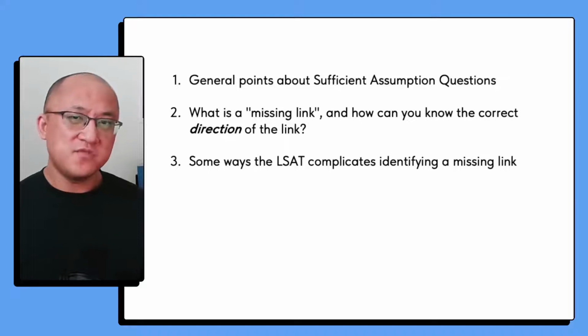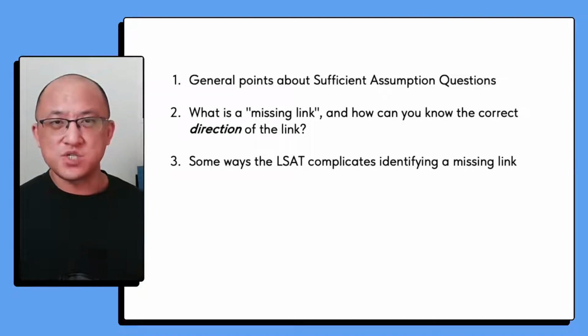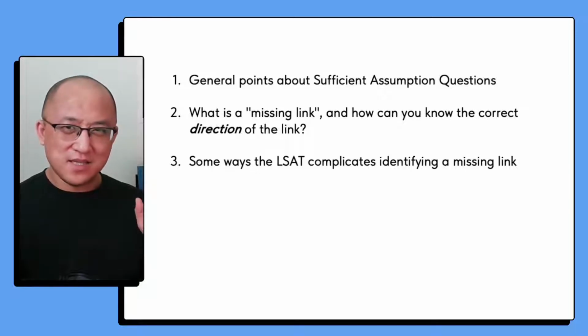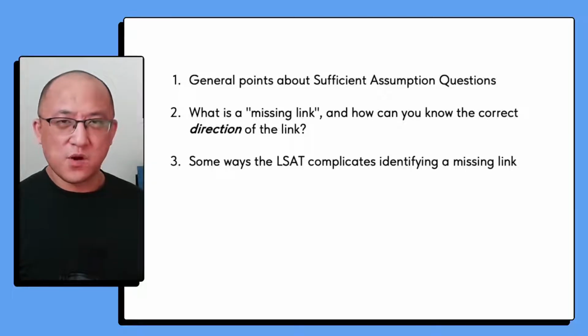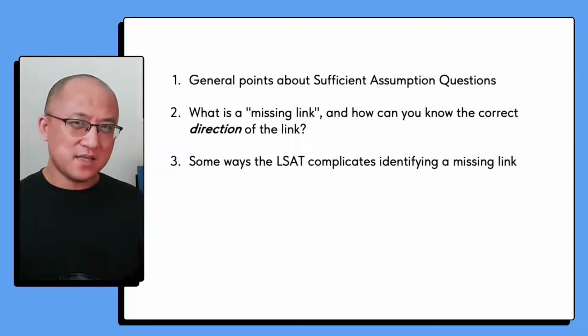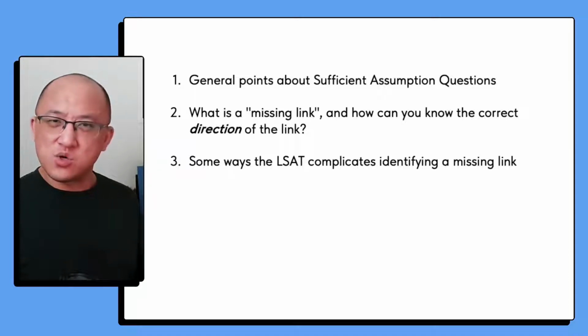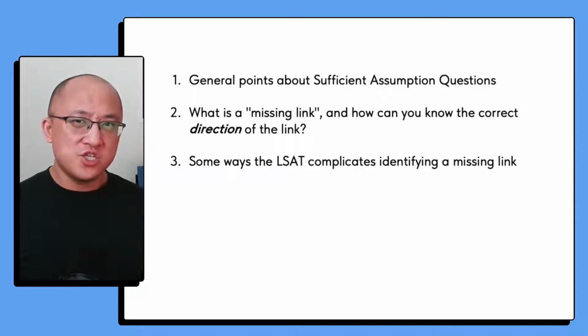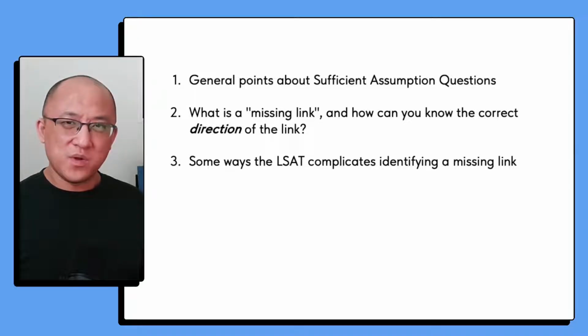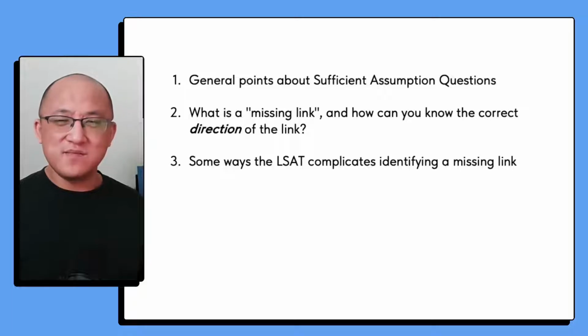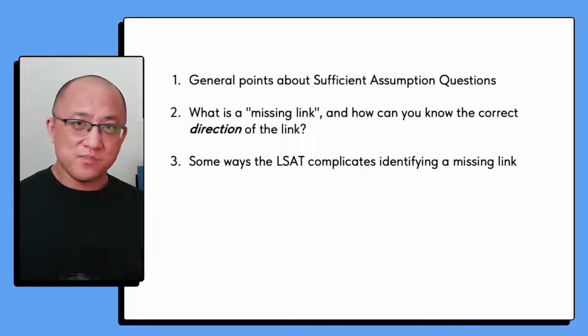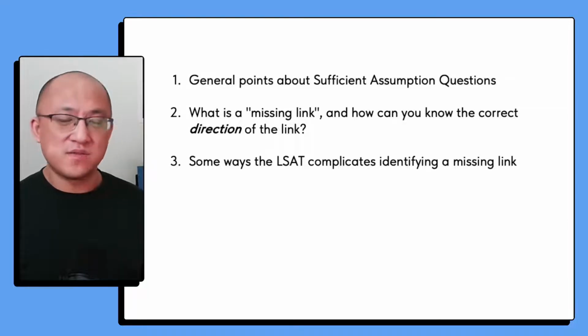In this video, I want to give you some tips for sufficient assumption questions that involve arguments where there is a missing link somewhere in the logic of the argument. And by missing link, what I mean is these are arguments where the author shifts from one concept to another concept without making the connection between the two explicit. There was something inappropriate about jumping from one concept to the other, and that's the problem with the argument.